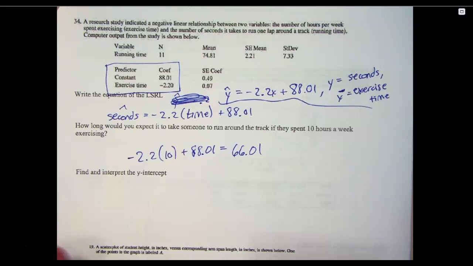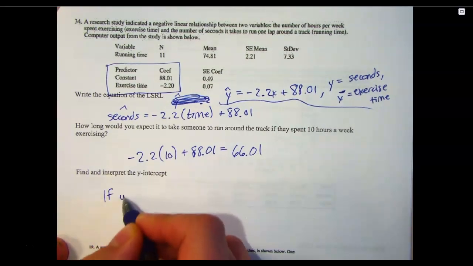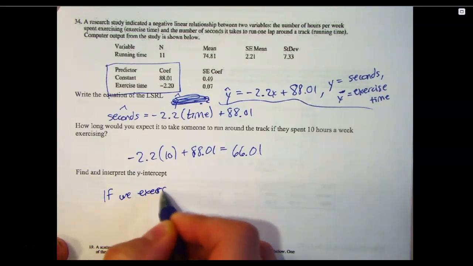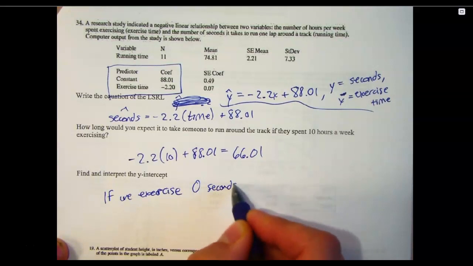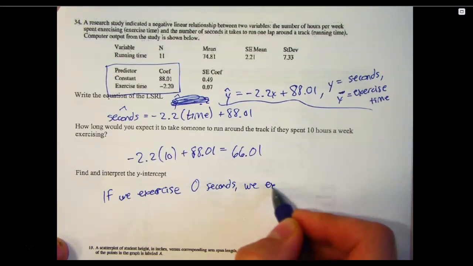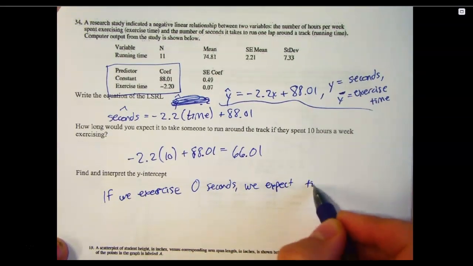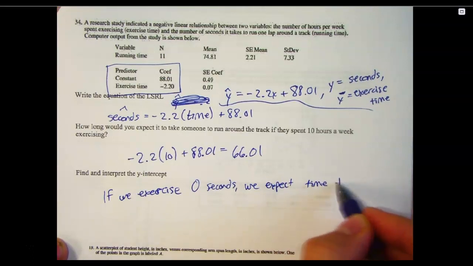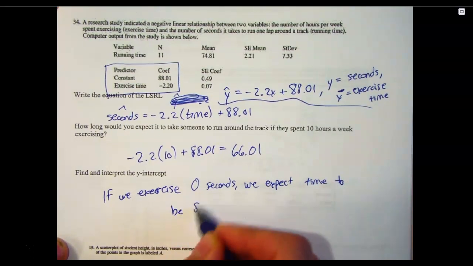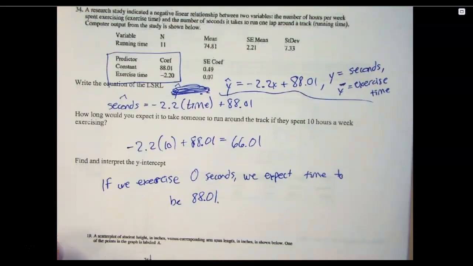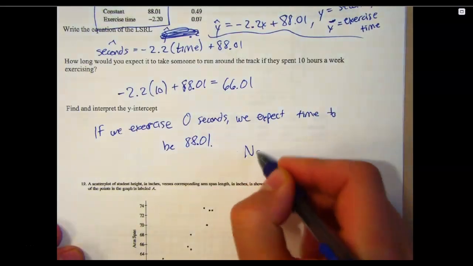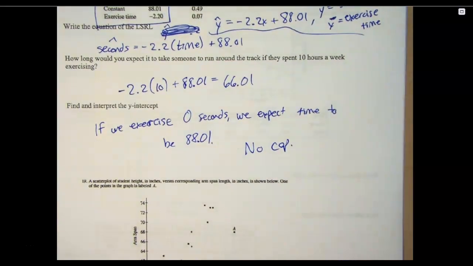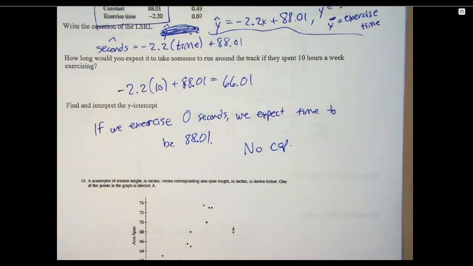Find and interpret the y-intercept. If we exercise 0 seconds, we expect time to be 88.01. So if you don't exercise at all, they predict that you would take 88 seconds to run around the track. Why? Where's that come from?